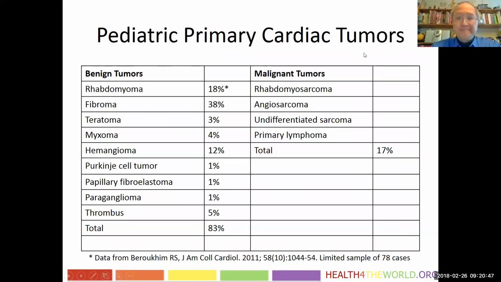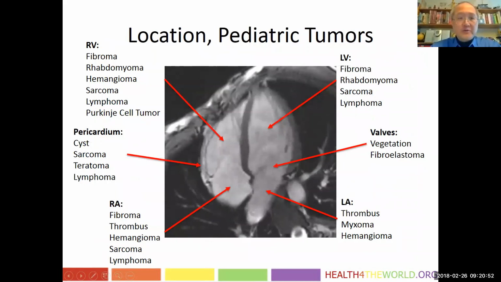So similarly, I draw for you the map for various pediatric tumors. Here, there are a couple of new entities. Purkinje cell tumor happens quite often in the septum of the ventricle. We do have teratoma. Quite often that can occur in the pericardial space.